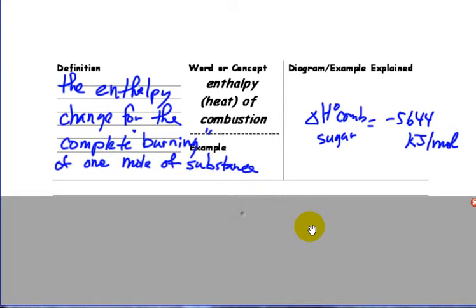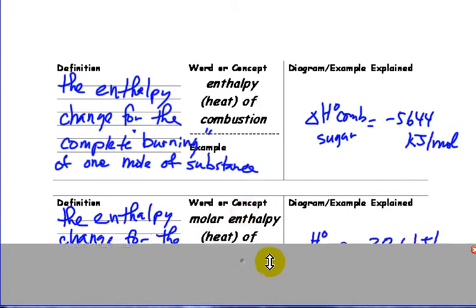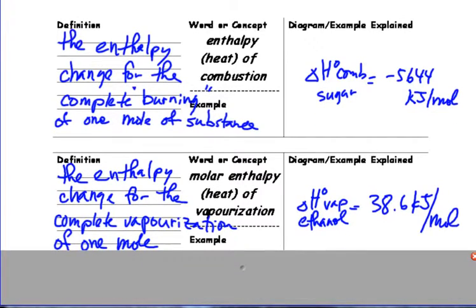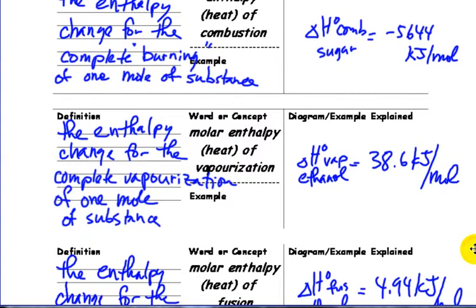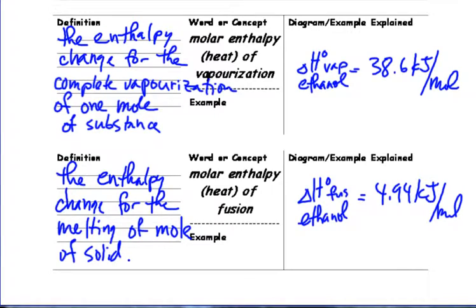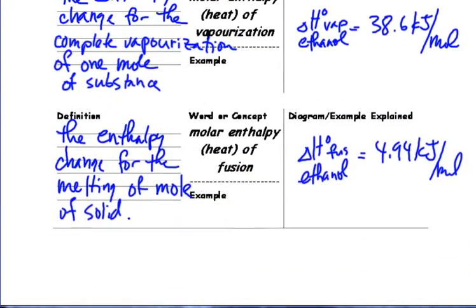Enthalpy of combustion, the enthalpy change for the complete burning of 1 mole of whatever substance it is I'm talking about. So for example, enthalpy of combustion of sugar, 5,644 kilojoules per mole. And of course the negative implies that it's exothermic, heat's released. To vaporize, molar enthalpy of vaporization, the enthalpy change when 1 mole of substance goes from the liquid to the gas state. So for example, enthalpy of vaporization of ethanol requires the absorption of 38.6 kilojoules per mole. And similarly here, they're all similar except the change in state is different.